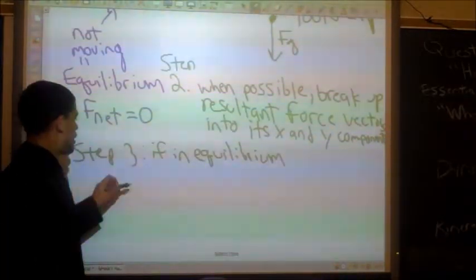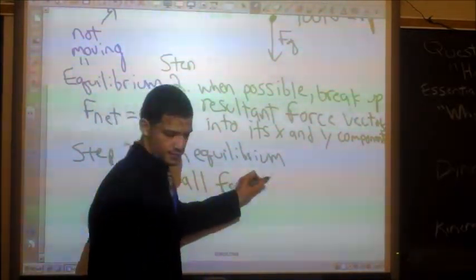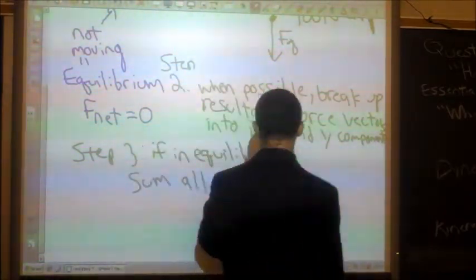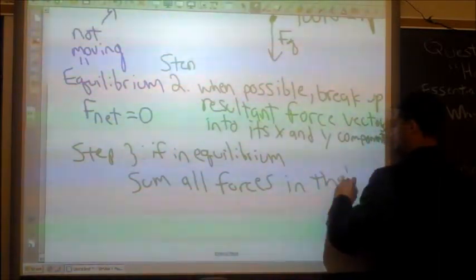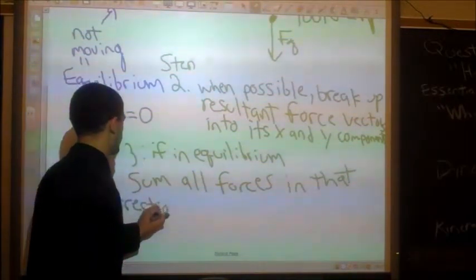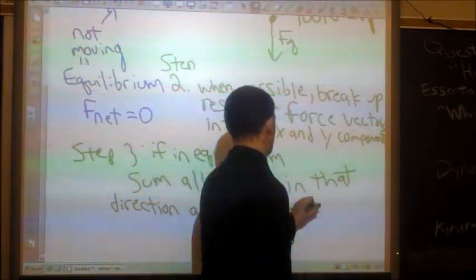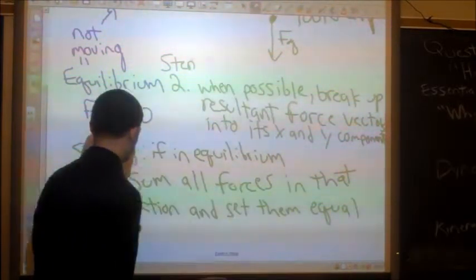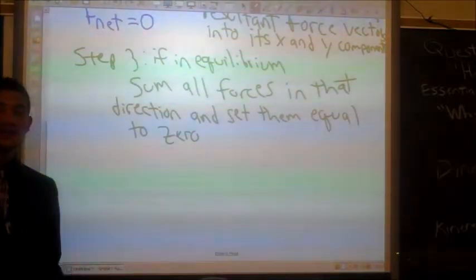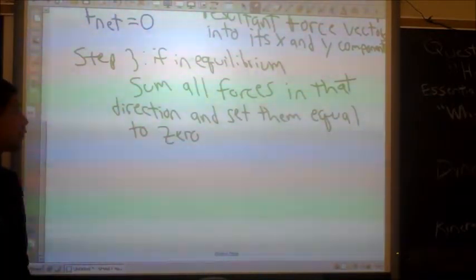we need to make sure that we sum all forces in that direction and set them equal to 0, because we know that the sum of our forces, our F net, is 0. This applies to both the x and y direction.